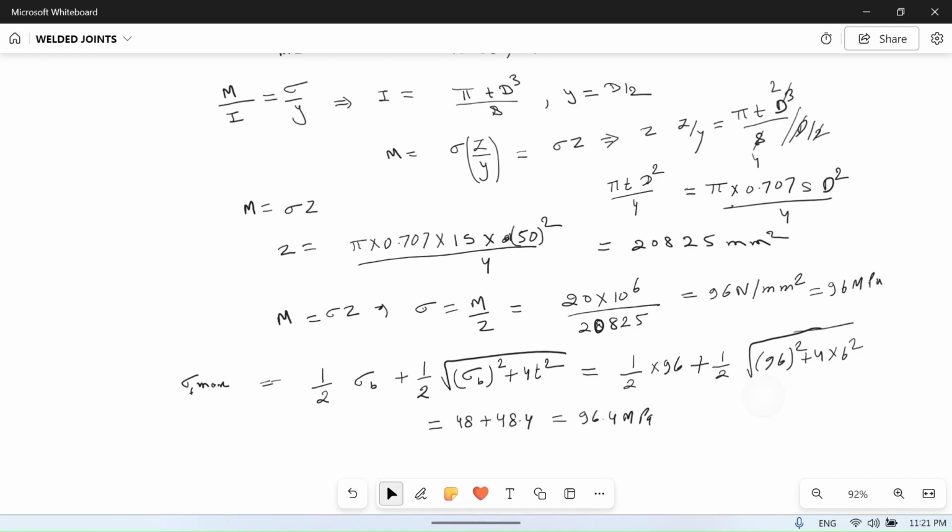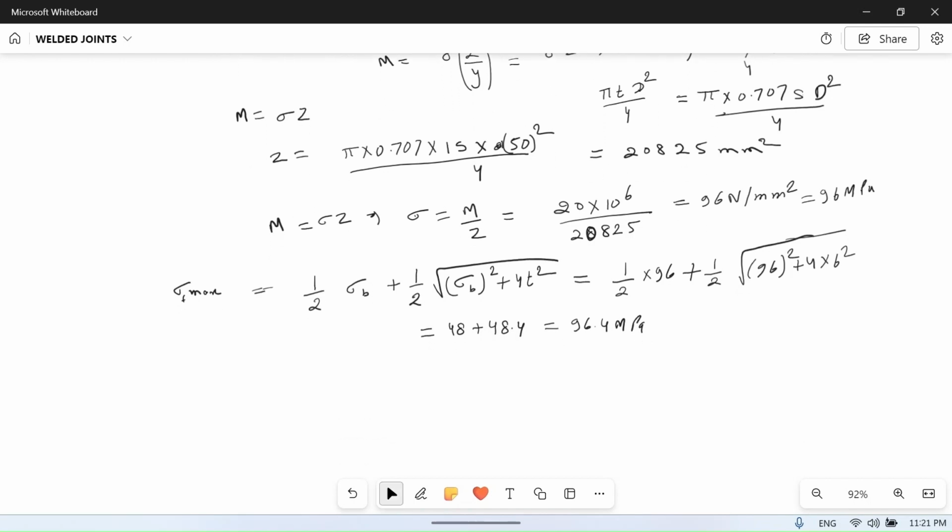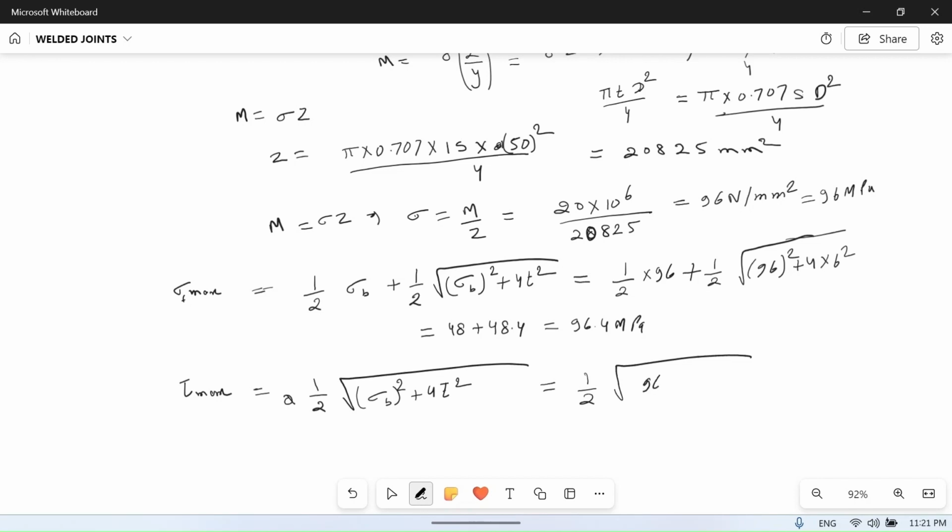So this is the maximum normal stress. What will be the maximum shear stress? Tau max is equal to half root of sigma b square plus 4 tau square, which is half root of 96 square plus 4 into 6 square. If you calculate, you will get 48.4 megapascal.